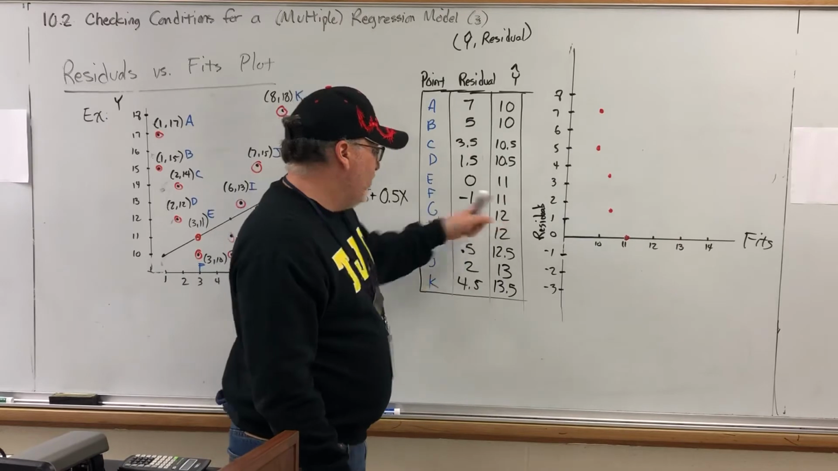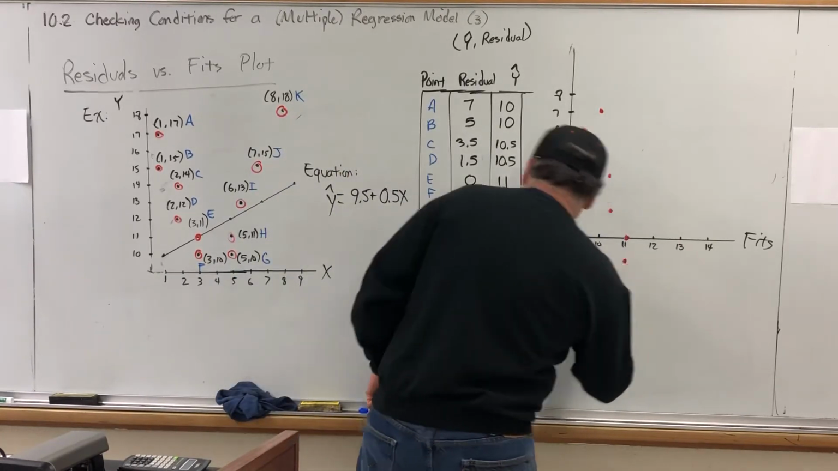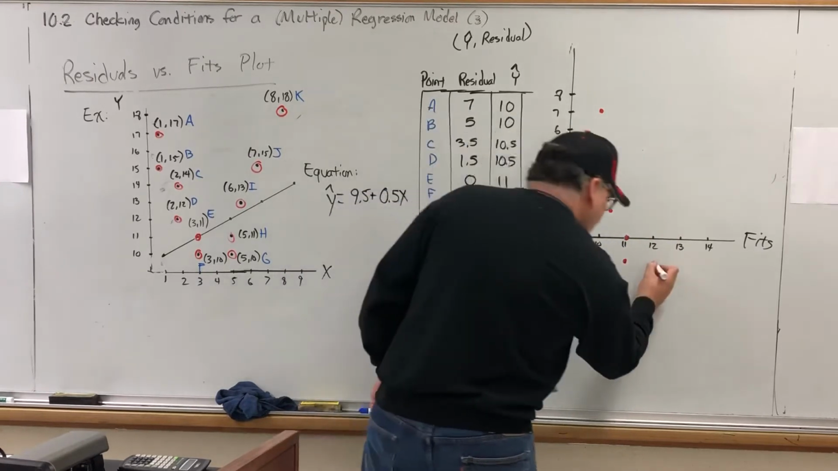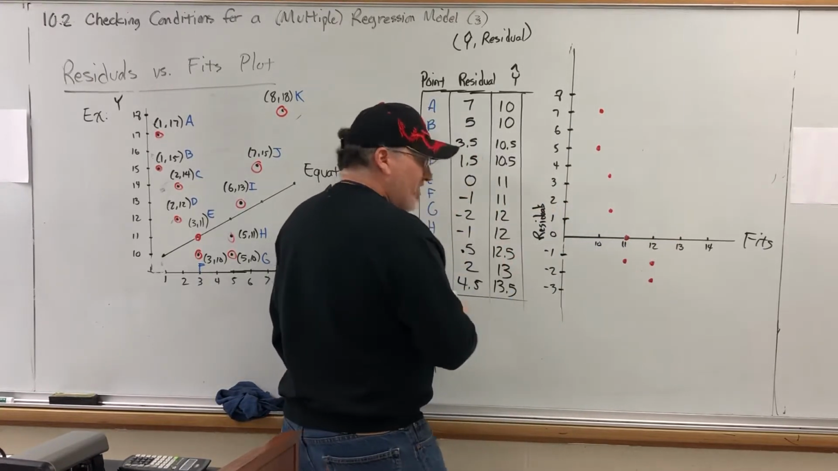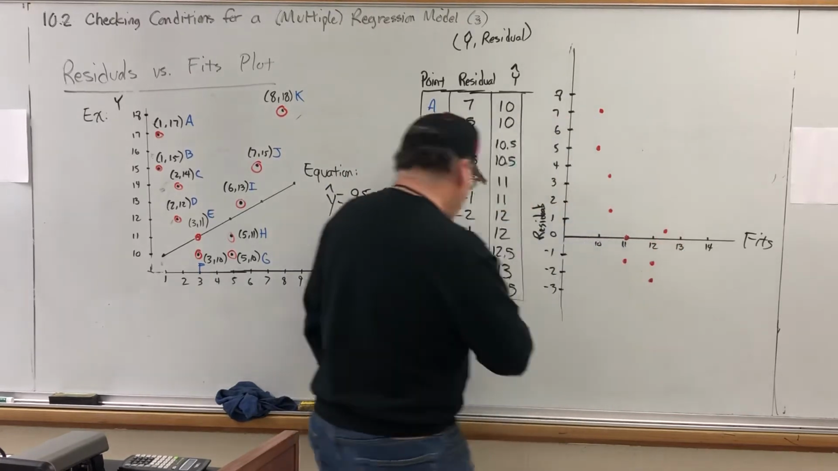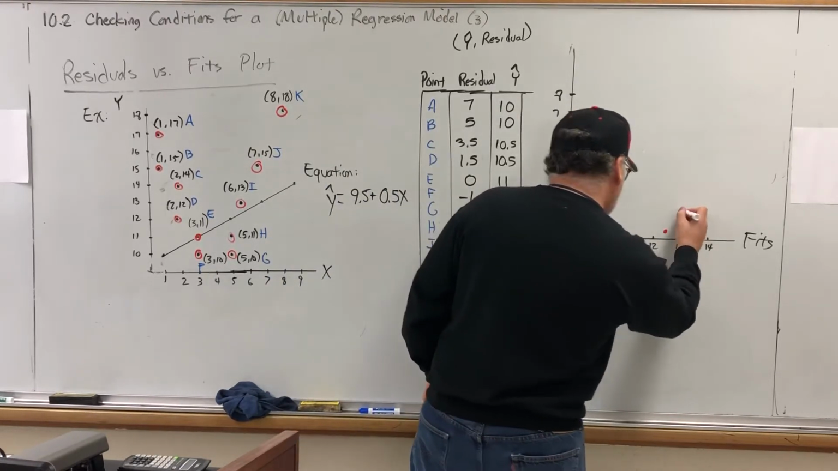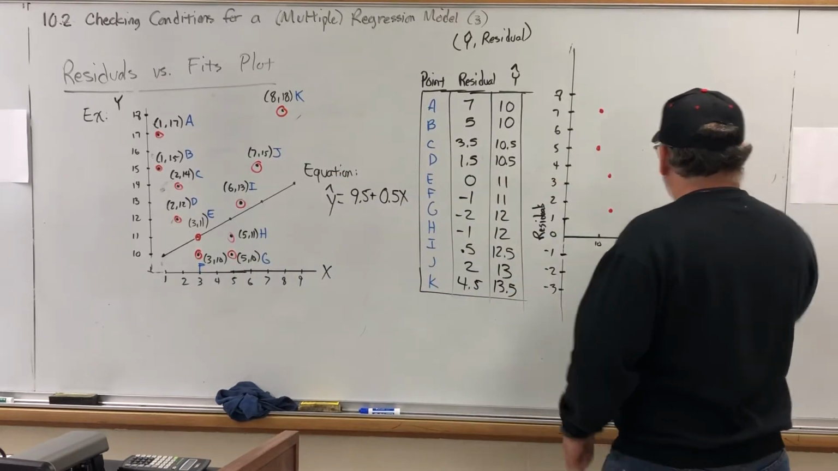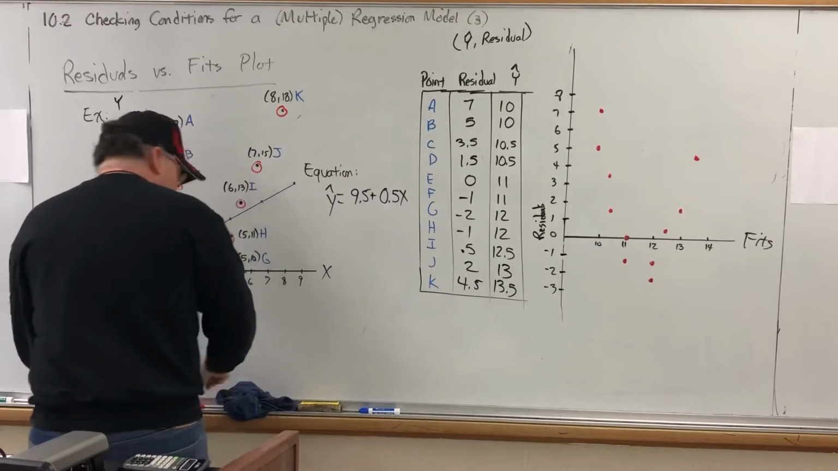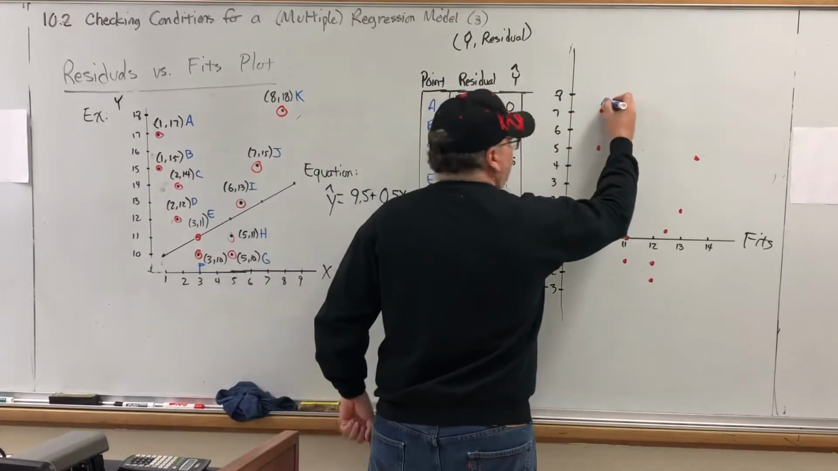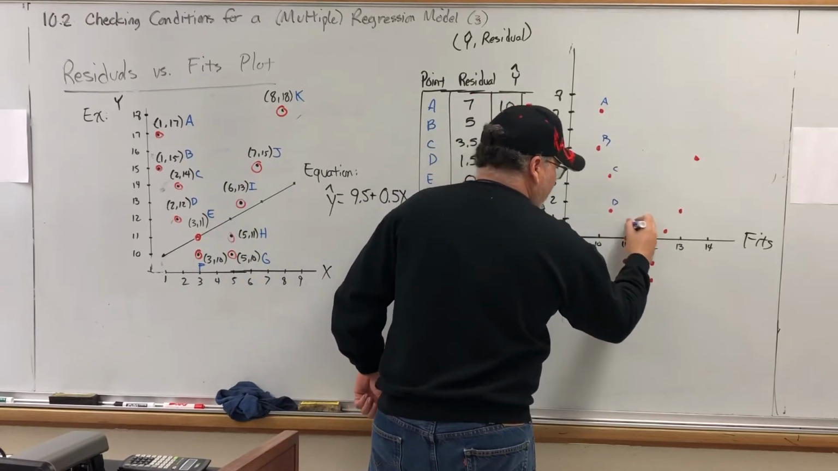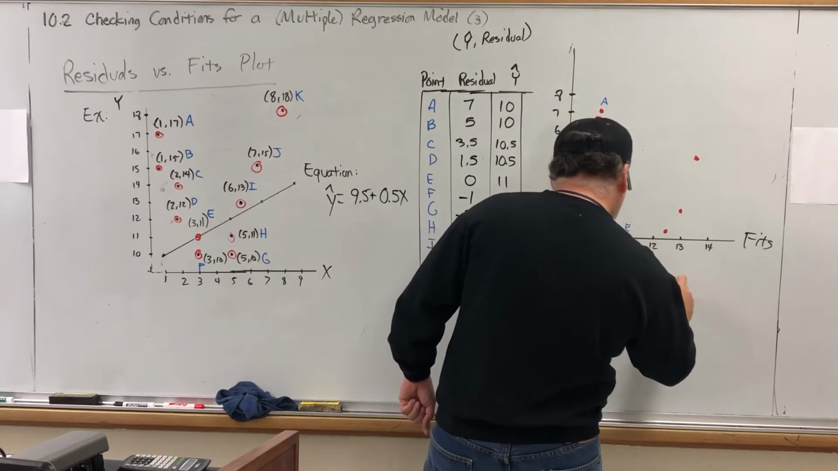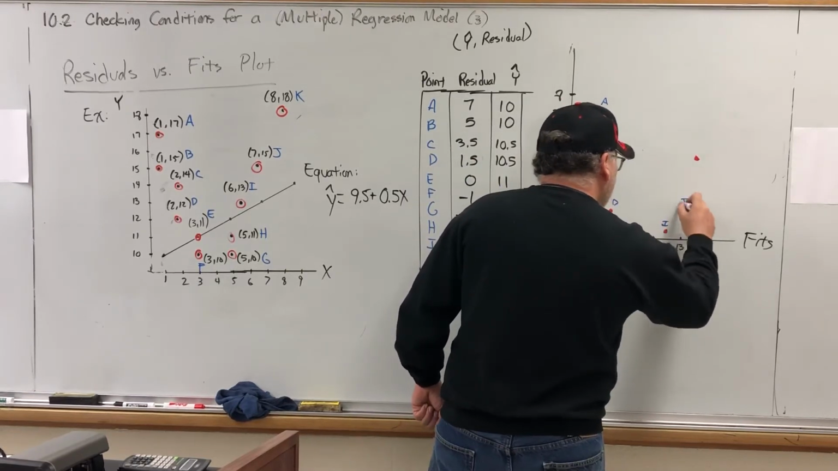The next one is over 11, down 1. And then over 12, down 2. And then over 12, down 1. Over 12.5, up 1/2. Over 13, up 2. And then over 13.5, up 4.5. So about here. So if we were to relabel the points, this would be A, B, C, D, E, F, G was down here, H, I, J, and K.